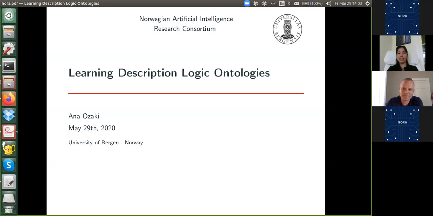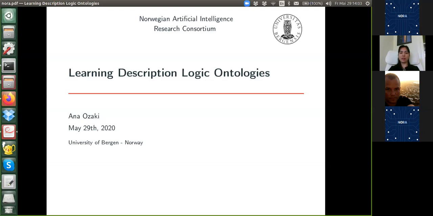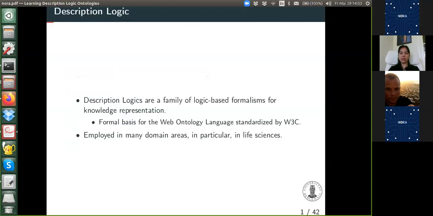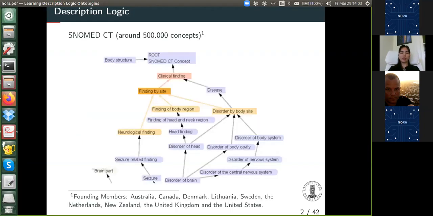Thank you. So today we are going to talk about description logic and some works on learning ontologies. Description logics are a family of logic-based formalisms for knowledge representation. It is the formal basis of the web ontology language, which is a W3C standard. It has been employed in many domain areas, in particular in life sciences. One such ontology is called SNOMED-CT. It contains terms from the medical domain. It has around 500,000 concepts.